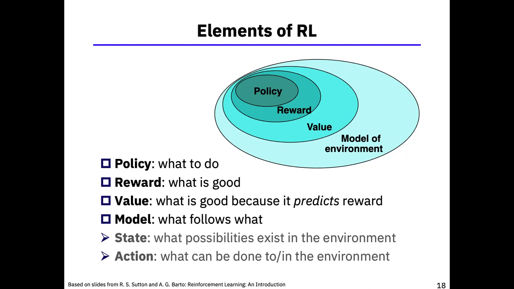If, for example, you're in an environment with a binary environment, so a light can be either on or off, that means that there is one state and that state can have two values. However, maybe you can take that same binary environment and convert it into two states with one value each. How you define your states actually changes how difficult a problem is to solve.